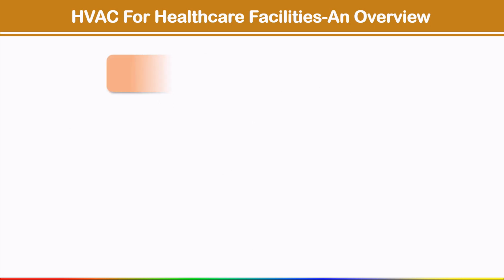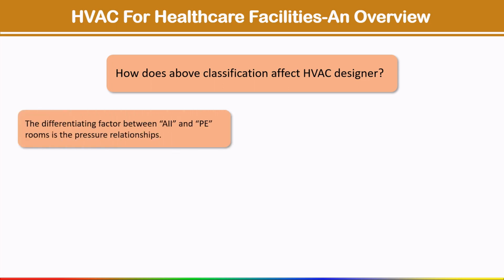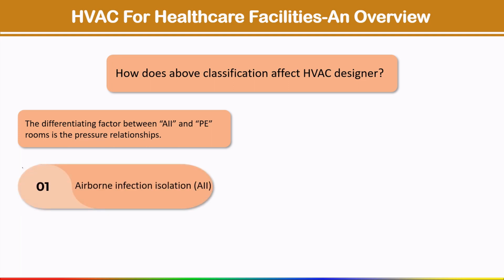Now we have to see how the above classification which I have shown you affects the HVAC designer. First of all, the differentiating factor between AII, airborne infection isolation, and protective environment room is the pressure relationship. So first we are talking about airborne infection isolation.